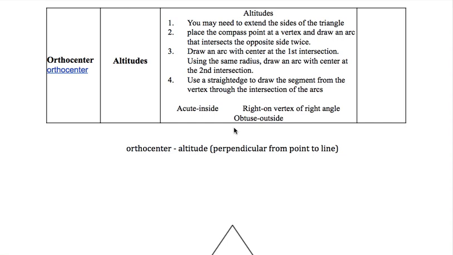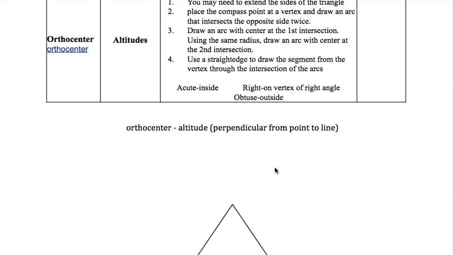In this video, you'll learn how to construct the orthocenter of a triangle. The orthocenter is the intersection of the altitudes of a triangle. So an altitude is perpendicular to the side and through the opposite vertex. So we're going to use the construction of perpendicular from a point off the line.